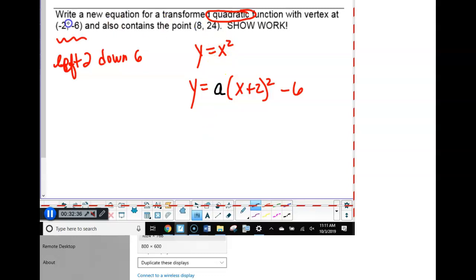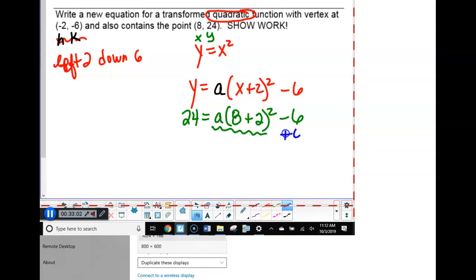Where am I going to put these two? These were h and k if you were thinking of vertex form. These are an x and a y. So we got to put the 24 in over here. Okay, what do we have to remember? That's all multiplied, so what do we got to do first? Add the 6 over to the other side and get 32 equals a times 10 squared.